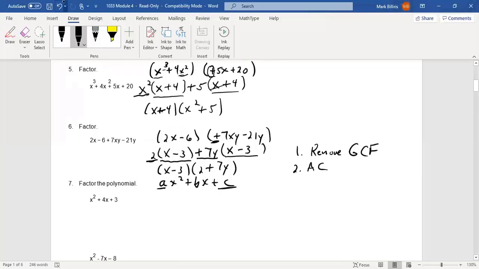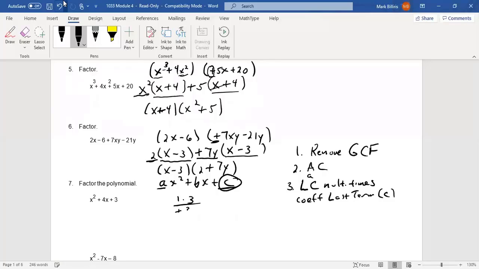So let's talk about what we do in the AC method. We're going to take the leading coefficient, and we're going to multiply it. So the leading coefficient, remember, is that a, the value in front of the x squared. And we're going to multiply it times the coefficient of the last term, which in this case we're calling c. Okay, so in this case, I'm multiplying 1 times 3, and I get a positive 3.